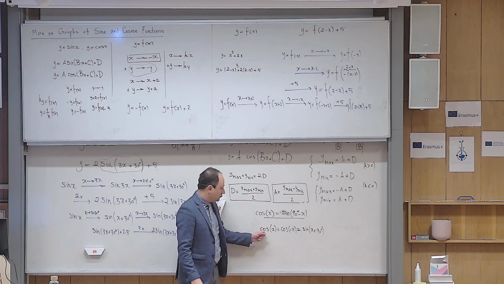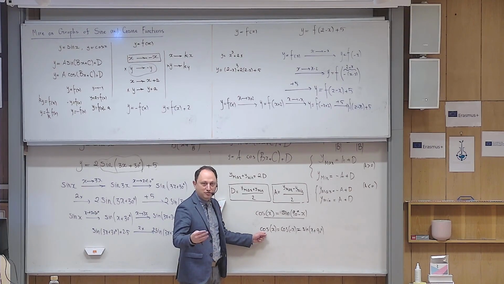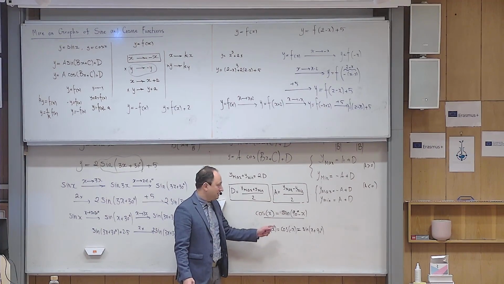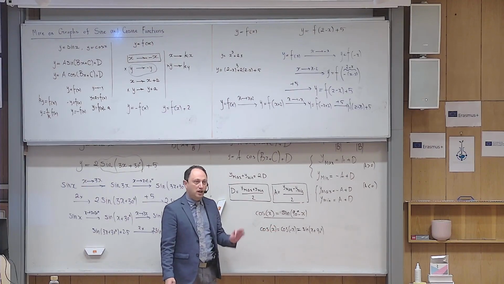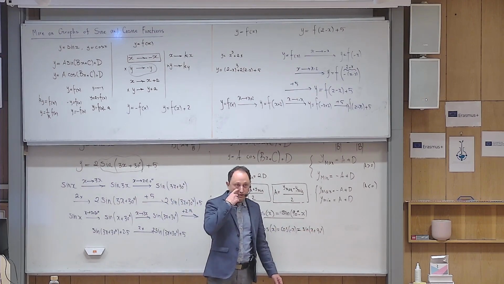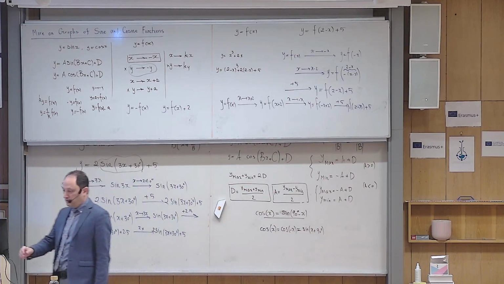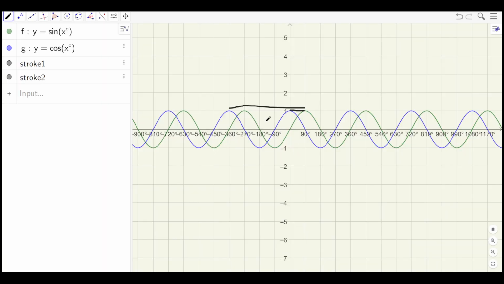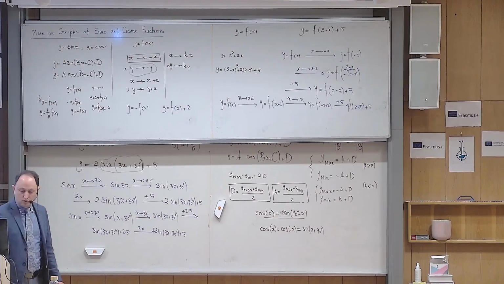So it shows that the graph of cosine is the same as the graph of sine. The only difference is that the graph of sine should be shifted 90 degrees to the left, because 90 is positive. And that's exactly what you can see. Do you agree with me? The blue curve is the shift of the green curve 90 degrees to the left. Yes? Any questions?